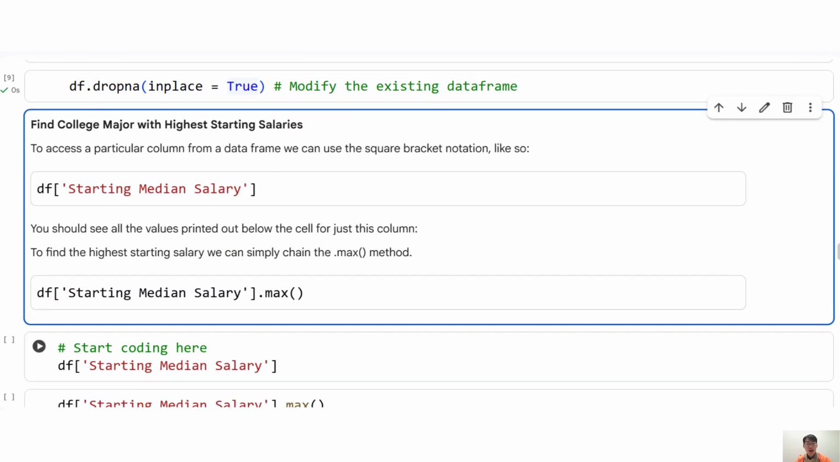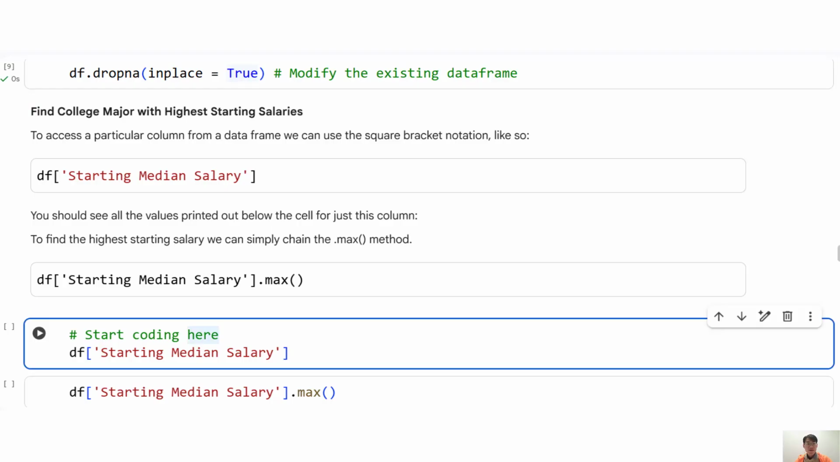Okay, great. Now we want to know the college major with the highest starting salary. That's the most exciting thing. We want to know if you choose this major, you will become a billionaire, a millionaire, you will become really rich. That's what we want to know. We want to know which major to choose.